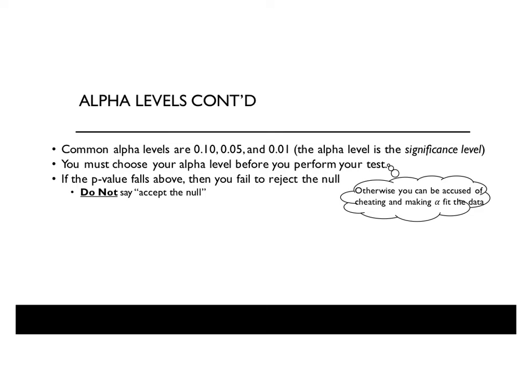Common alpha levels are 10%, 5%, and 1%. The alpha level is the significance level. You must choose your alpha level before performing your test. If the p-value falls above, then you fail to reject the null. Do not ever say accept the null. If you do, you will be extremely sad. Otherwise, you can be accused of cheating and making alpha fit the data if you don't state your alpha level before you do your test.